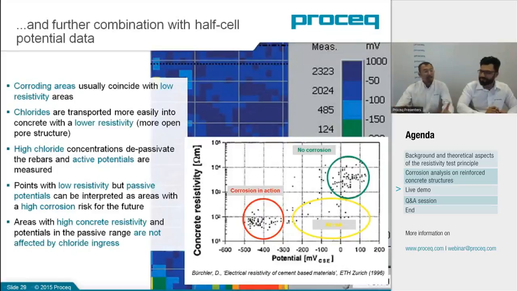But if those values are accompanied by a low resistivity value, well, then we can safely state that those areas are at risk for the future. Those are easy statements that normally are understandable to a final user or manager of the structure. Well, this is just an idea of how combined information is optimal to provide a safe assessment on the structure.